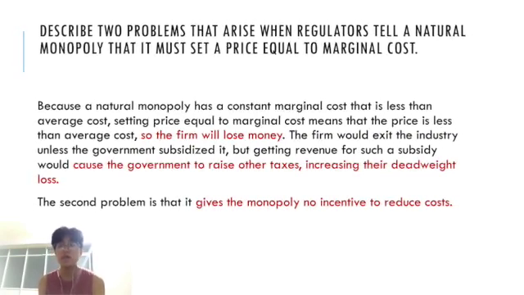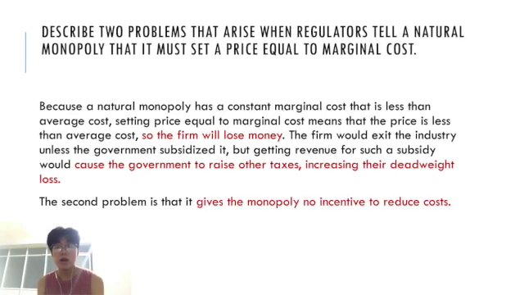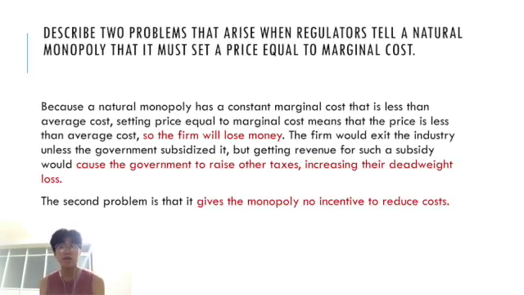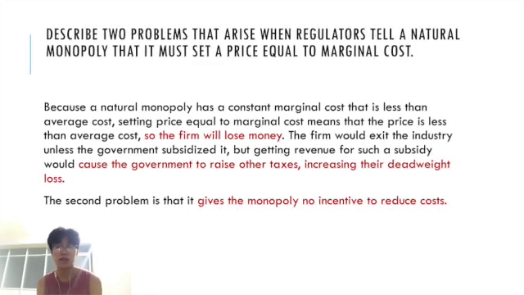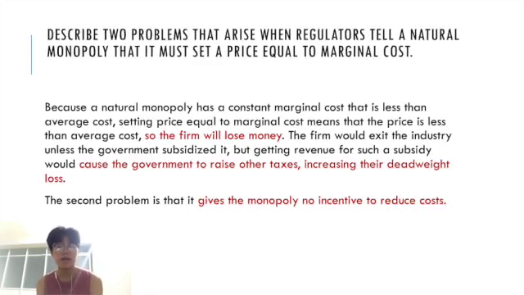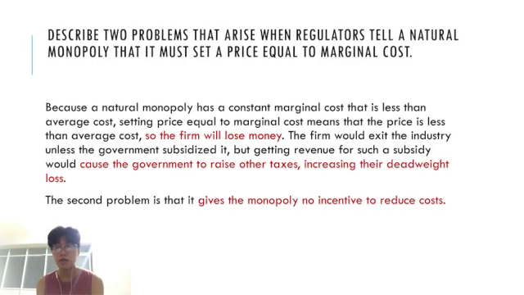As a result, the firm would exit the industry unless the government subsidized it. But getting revenue for such a subsidy would cause the government to raise other taxes, increasing their deadweight loss. The second problem is that it gives the monopoly no incentive to reduce the costs.